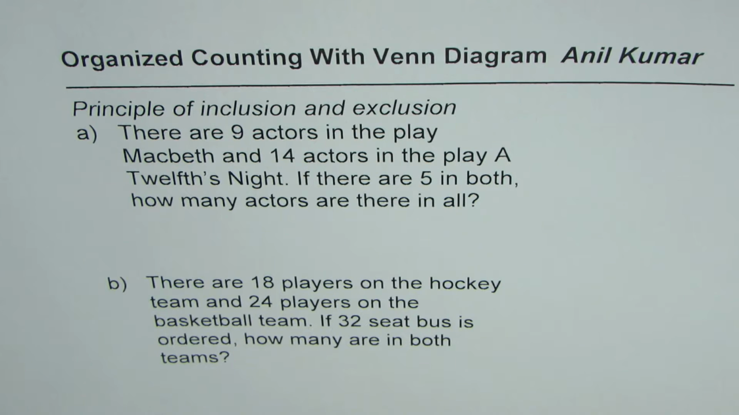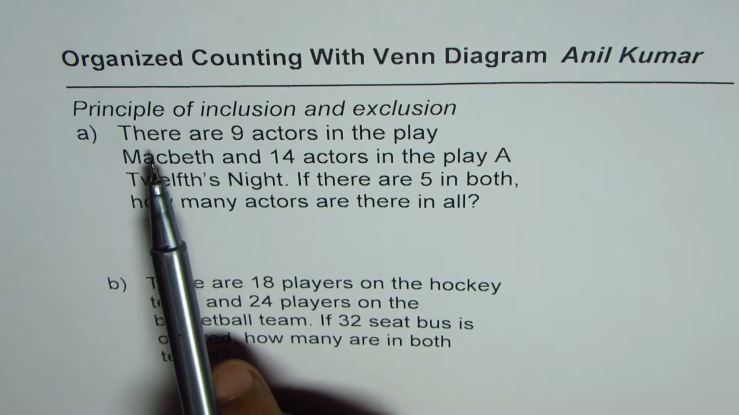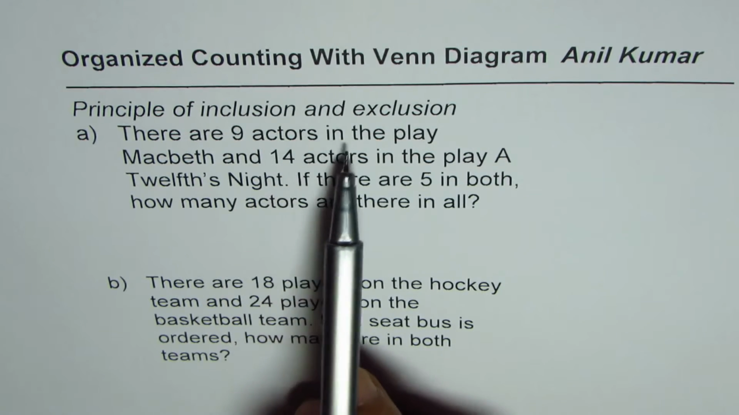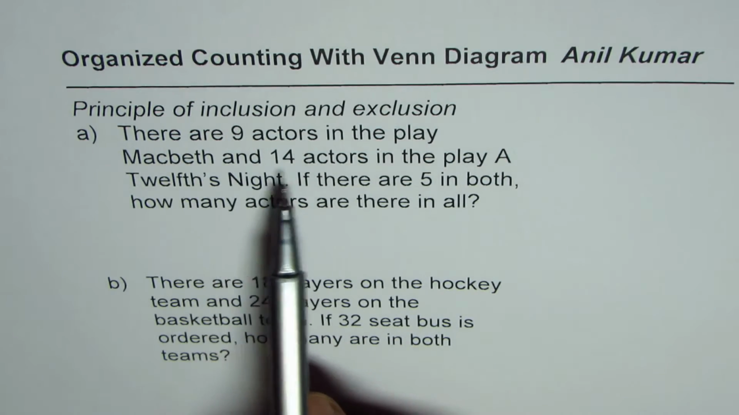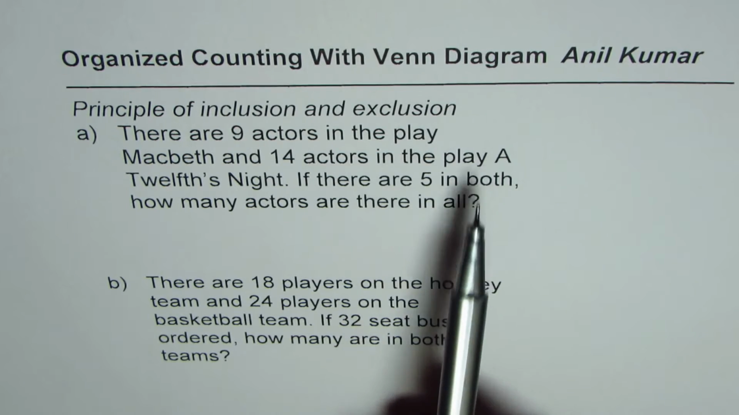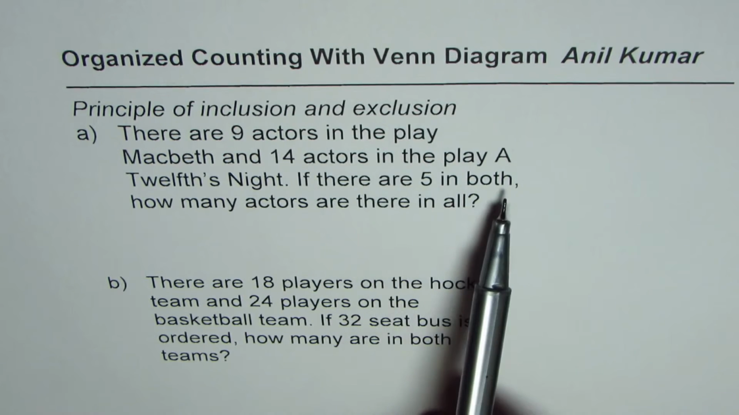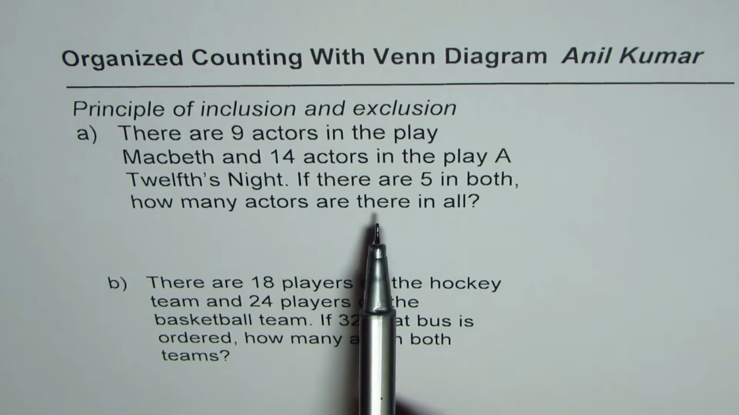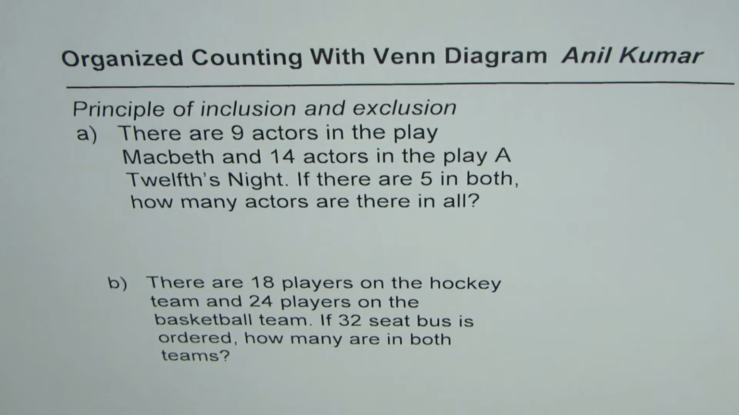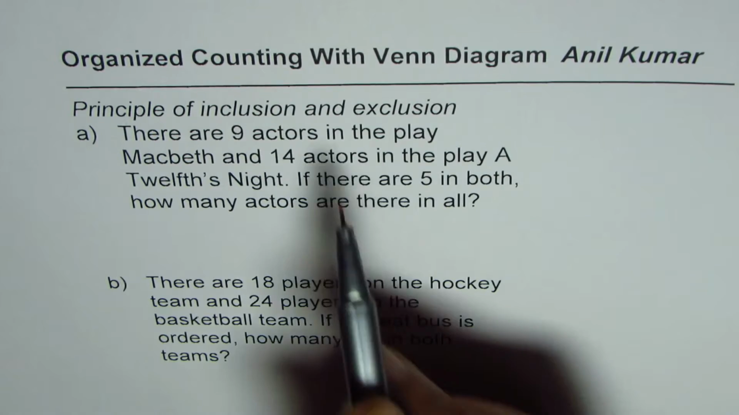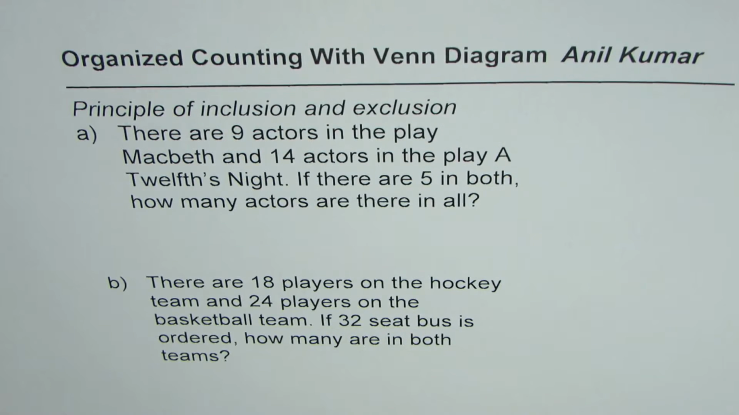The question here is based on the principle of inclusion and exclusion. There are two questions on this page. The first one is, there are 9 actors in the play Macbeth and 14 actors in the play A Twelfth Night. If there are 5 in both, how many actors are there in all? So we can actually draw a Venn diagram and solve this question.